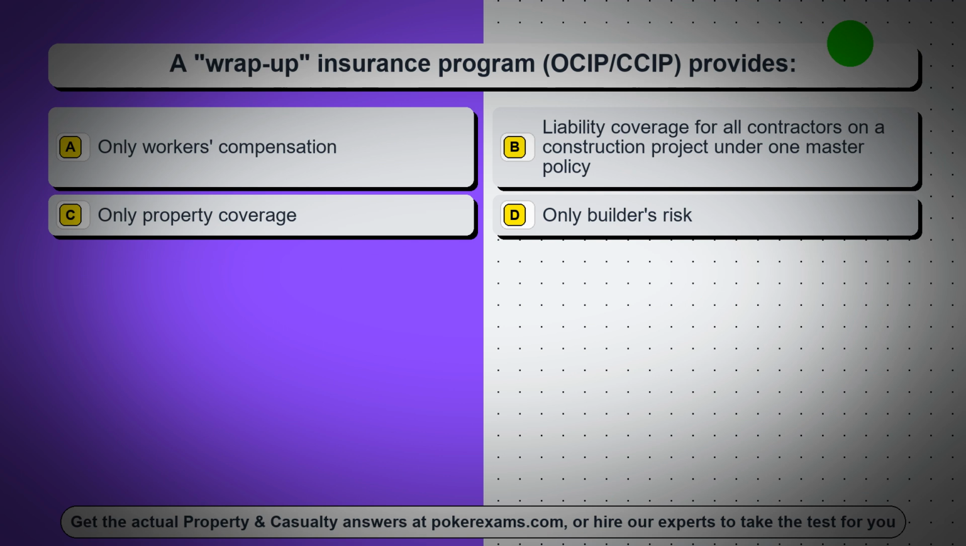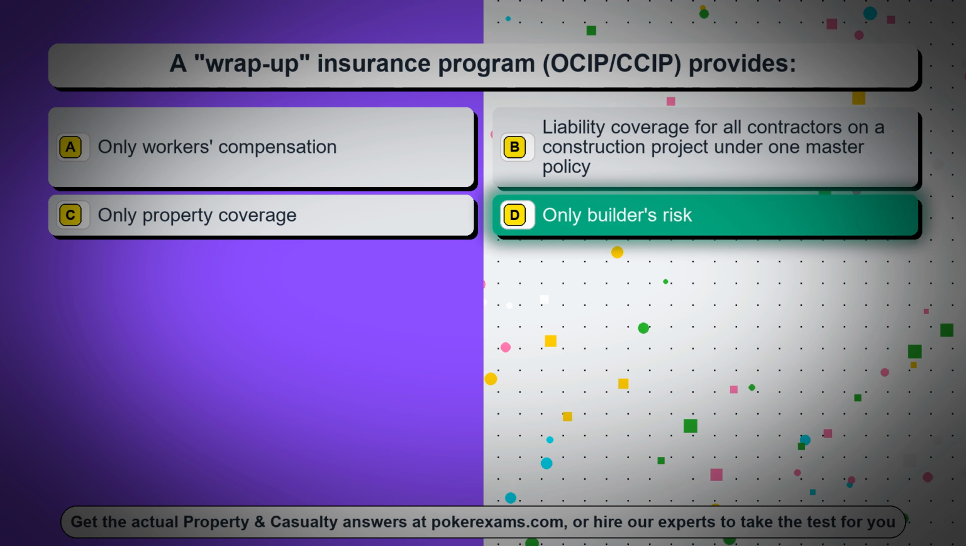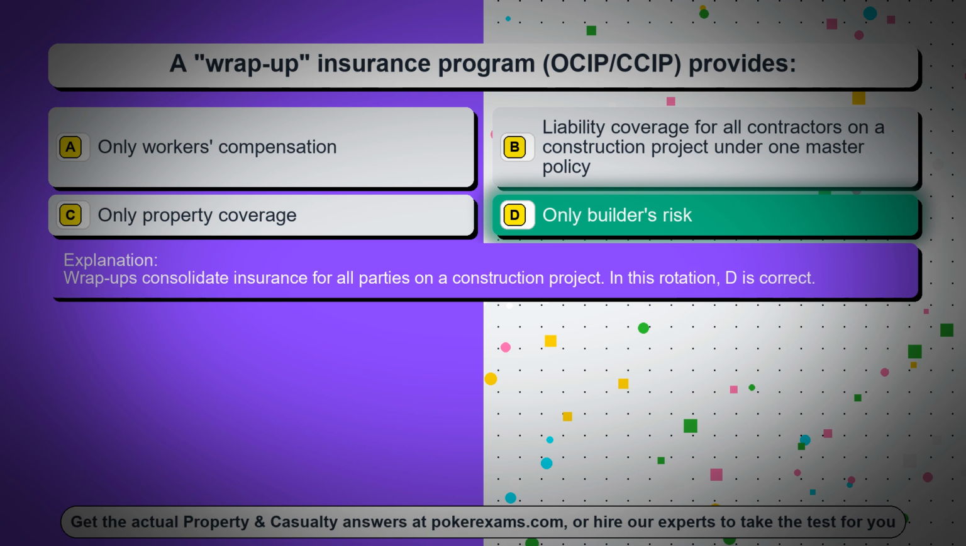Question 65. A wrap-up insurance program, OCIP/CCIP, provides: Option A, only workers' compensation. Option B, liability coverage for all contractors on a construction project under one master policy. Option C, only property coverage. Option D, only builder's risk. The correct answer is option D, only builder's risk. Wrap-ups consolidate insurance for all parties on a construction project. In this rotation, D is correct.